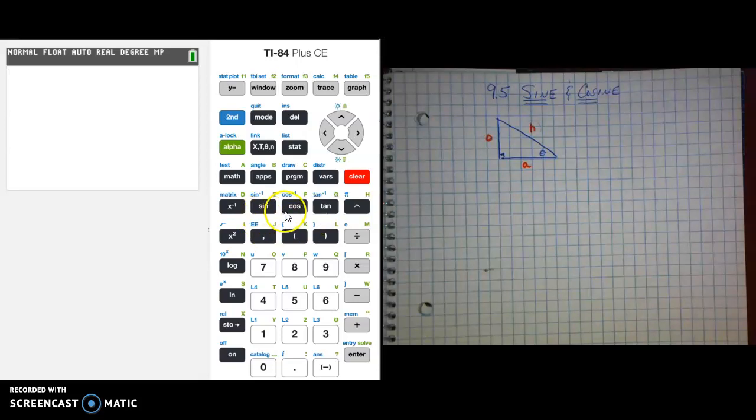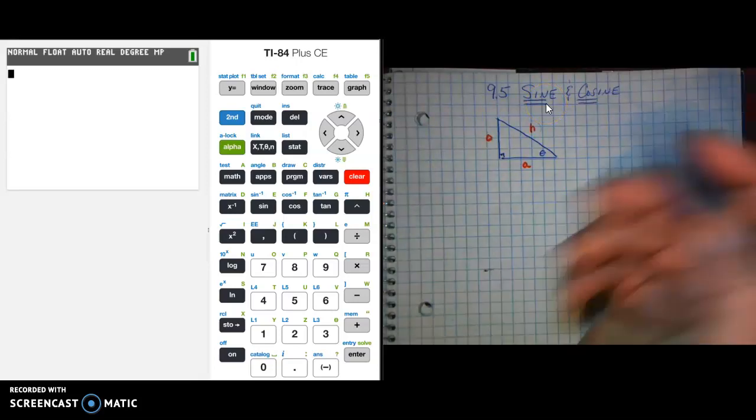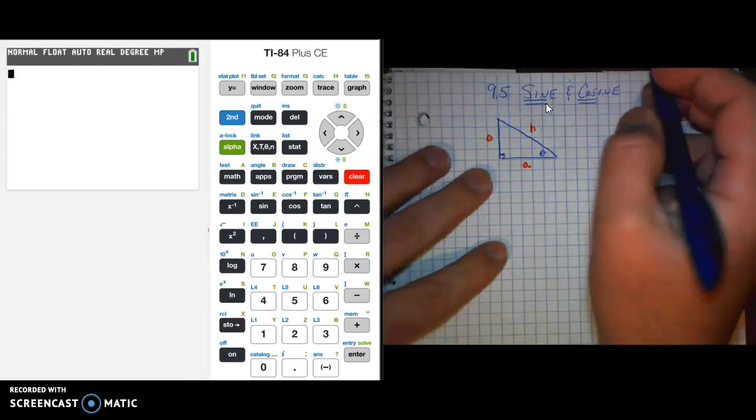Now, the sin and cos is not how we pronounce this. So you might have heard my intro and not put it together. So the sin is the sine command, and the cosine command is cos. So you can see that's where those are going to be found. So in any case, what we're going to look at today is the sine and the cosine.